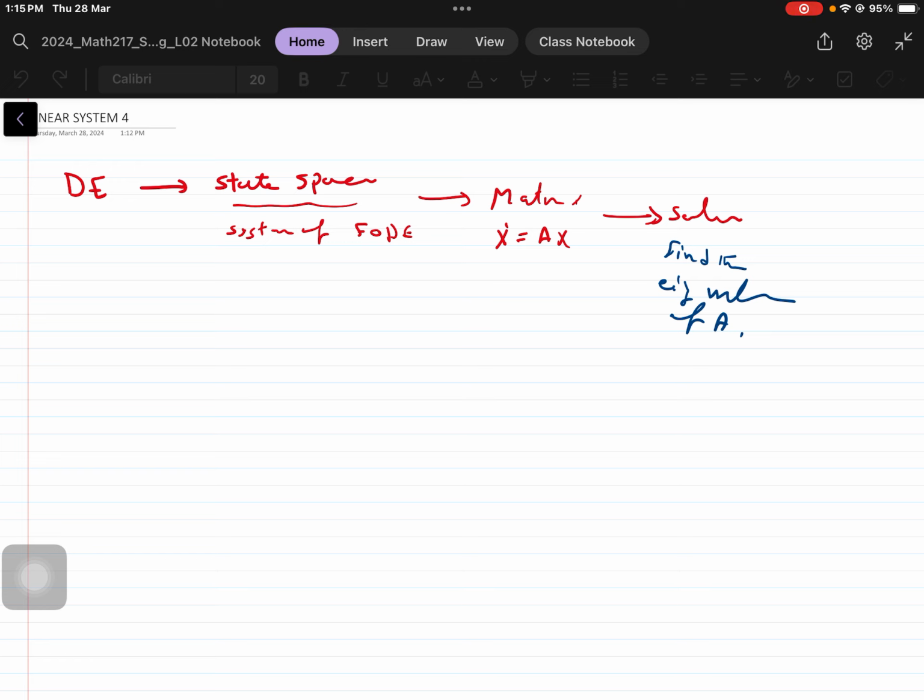So suppose we have y triple dash plus 2 y double dash plus 3 y dash equal to, solve.